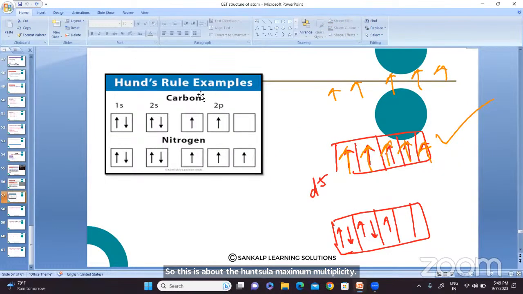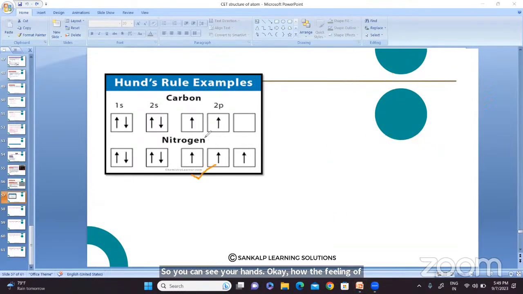So you can see here Hund's rule. This is how the filling of electrons takes place. First, the electrons are singly filled, so this is the correct way. First the electrons are singly filled, then the pairing takes place. So this is the way you have to fill up the electrons.